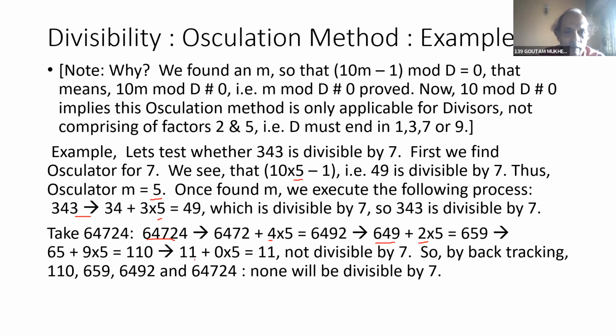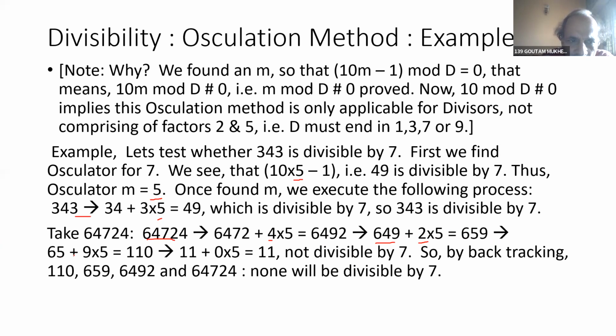Excuse me, how did this 6472 become 6492? Is it a typo? No, 6472 plus 4 into 5, 20. So it becomes 649, plus 2 into 5. 2 into 5 is 10. So 649 becomes 659. Okay.